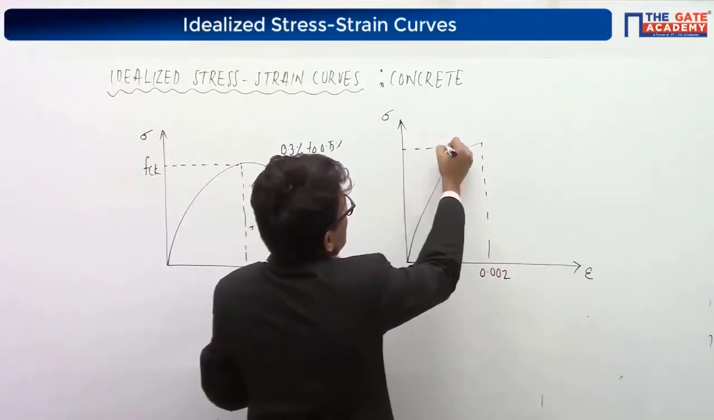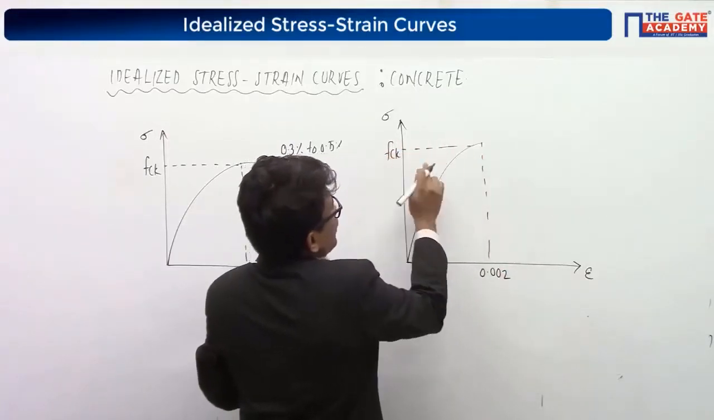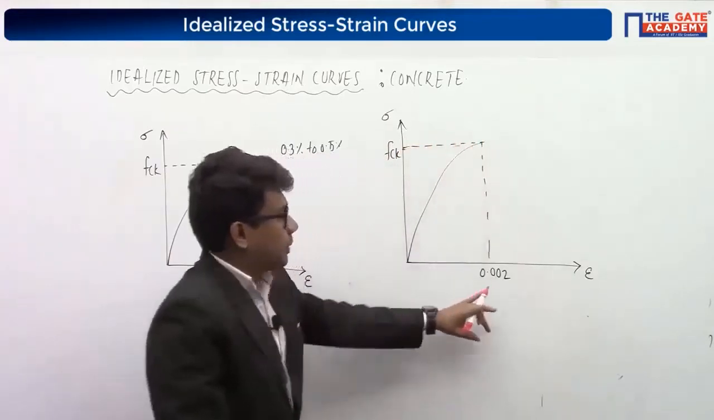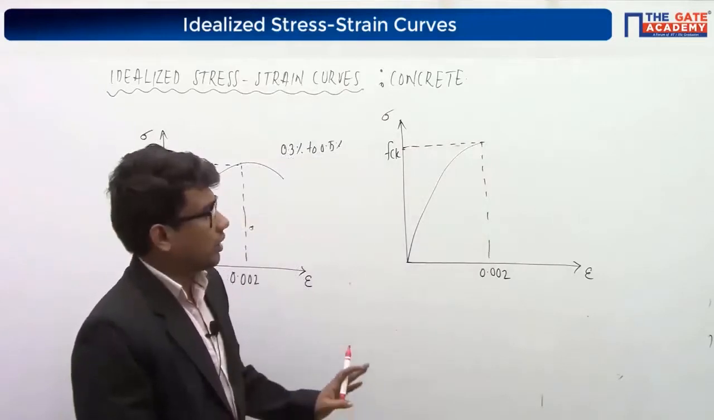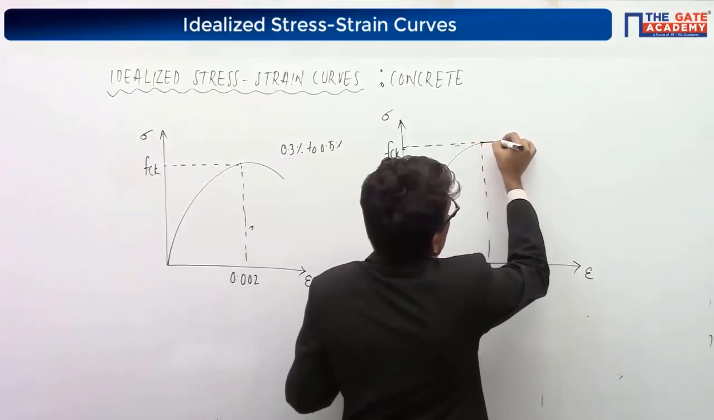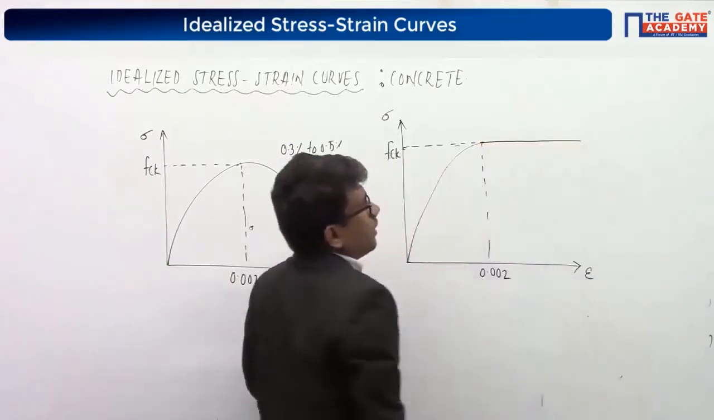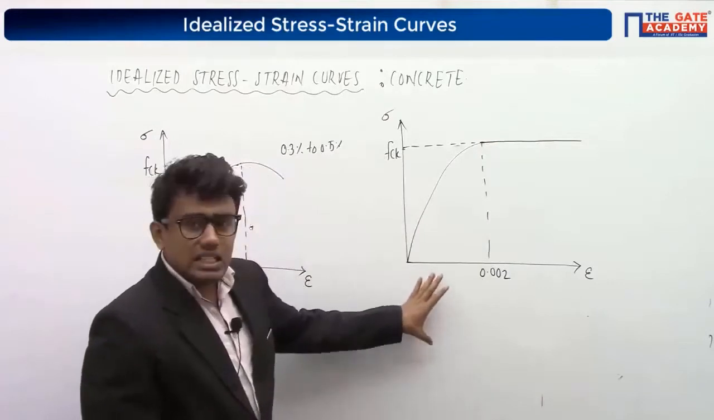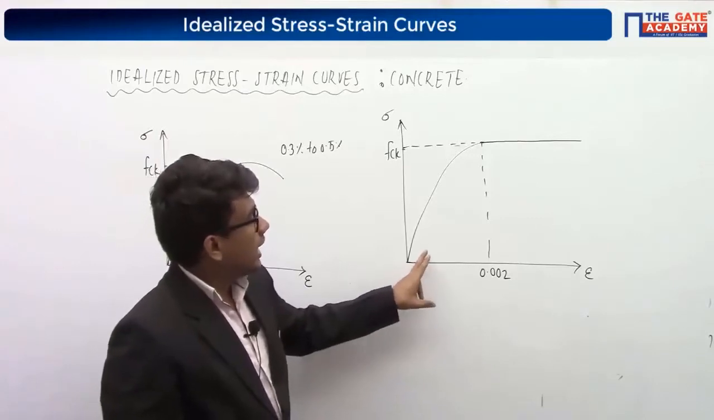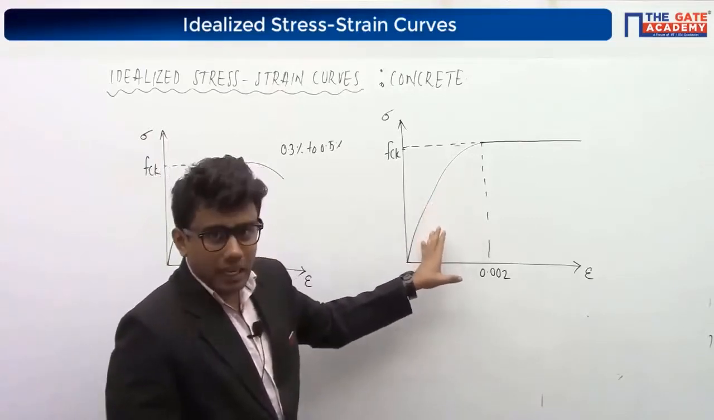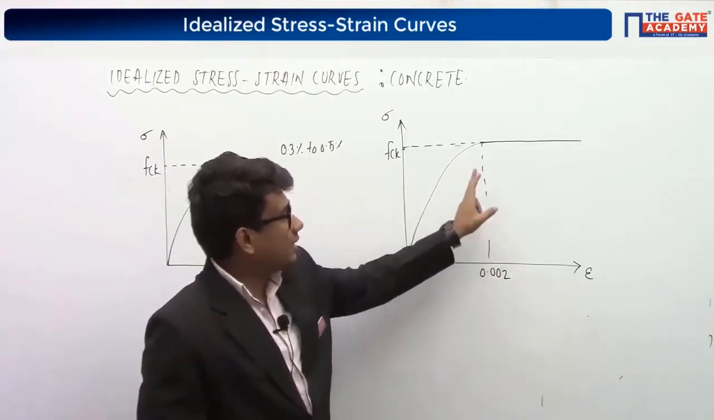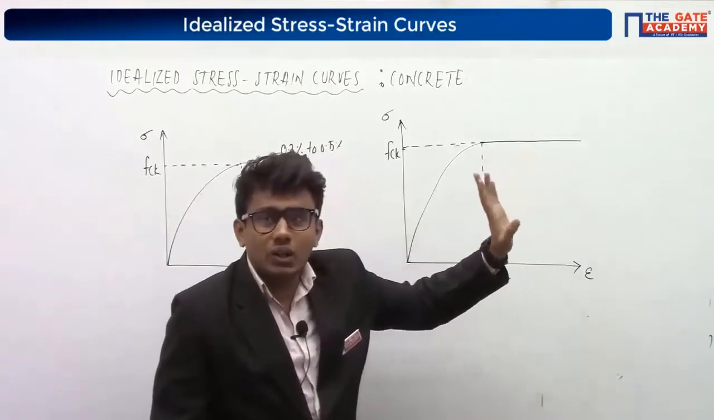We already discussed this will be our FCK, that is characteristic compressive strength of the concrete. The stress corresponding to this peak value, at the strain 0.002, will be our FCK. And the IS code tells us to consider the stress strain curve like this, which means as per IS 456-2000, the stress strain curve of the concrete will be considered a parabola till the strain value 0.002. After that, the stress will be uniform till the failure.